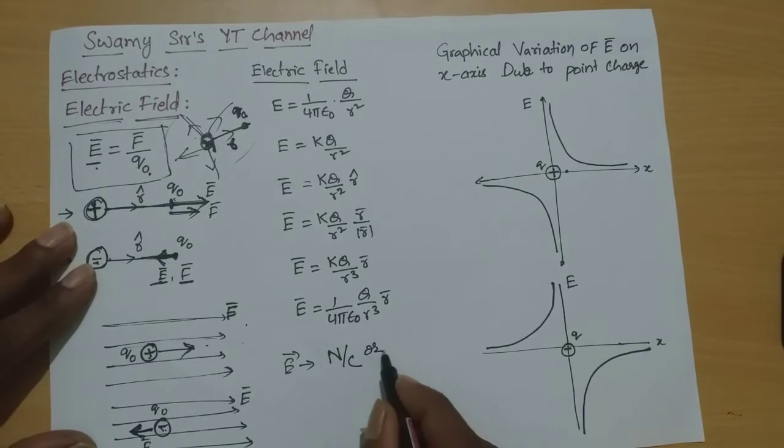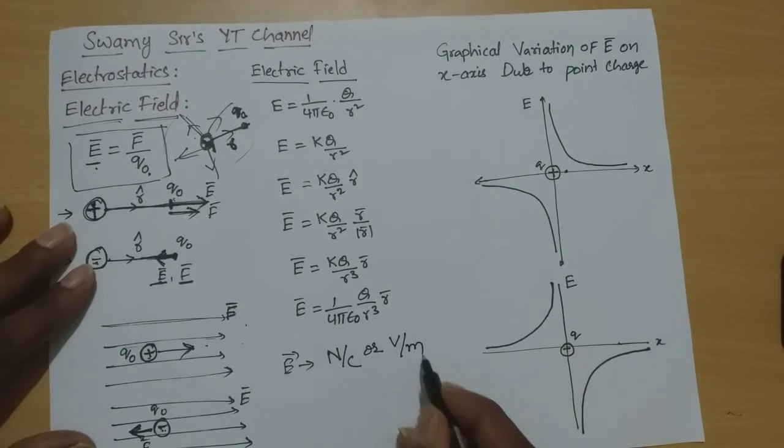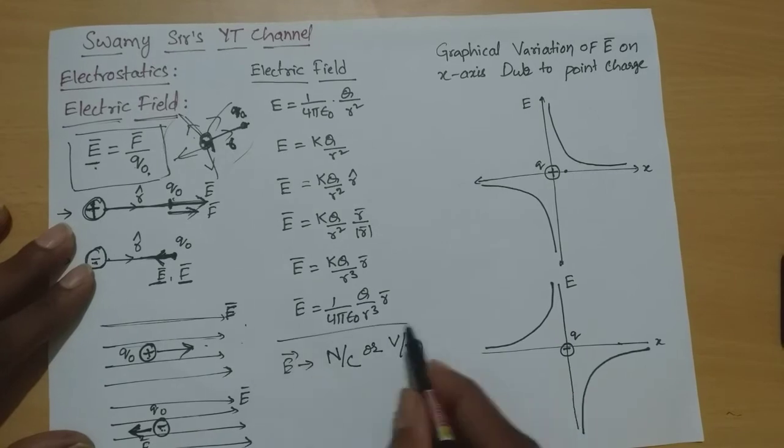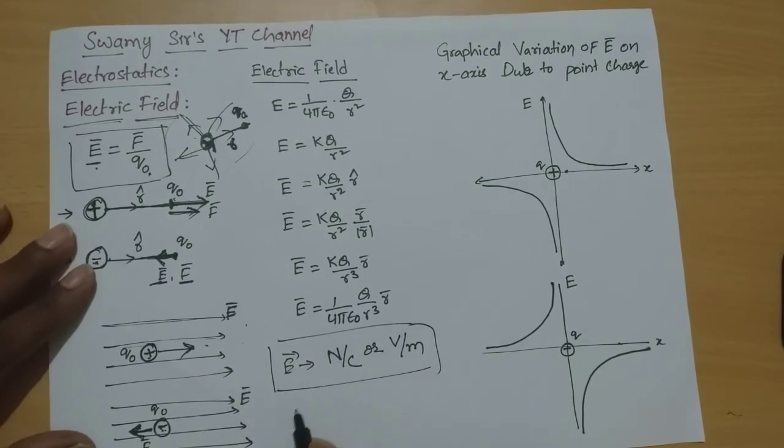Or one more unit is there, volt per meter. Remember these two units. Okay, and next, the dimensional formula is also very important. The dimensional formula is M L T power minus 3 A power minus 1. This is the dimensional formula, very important, remember.